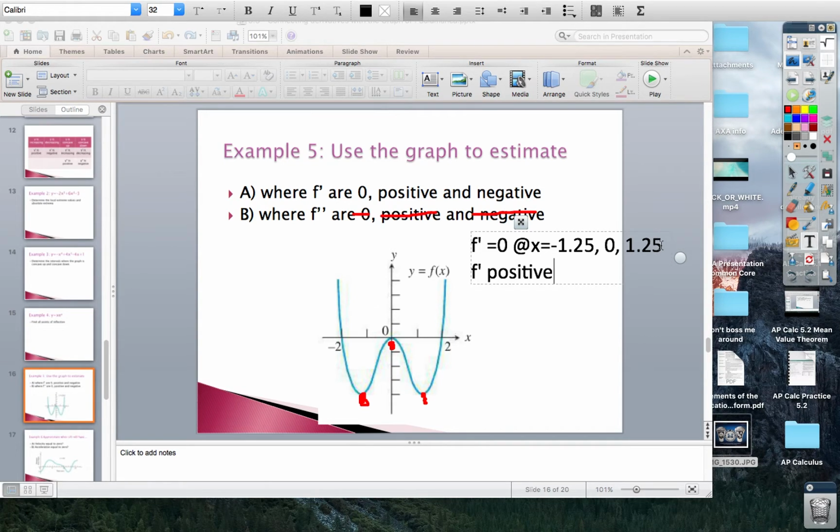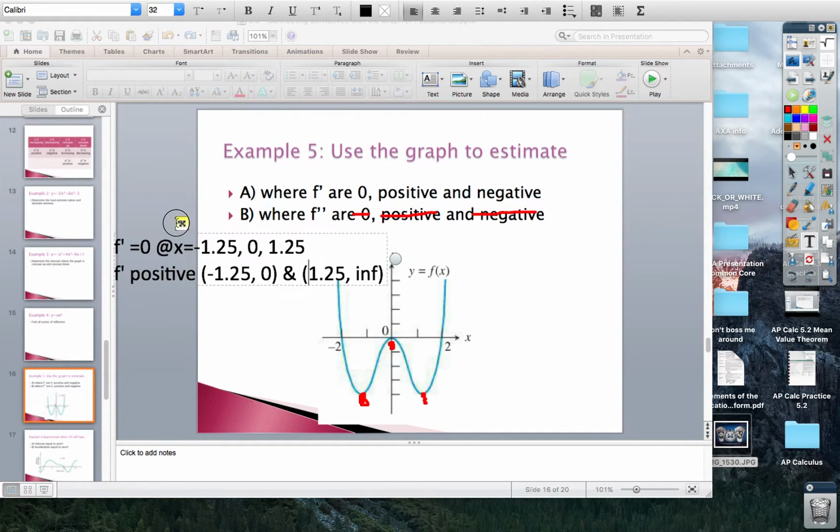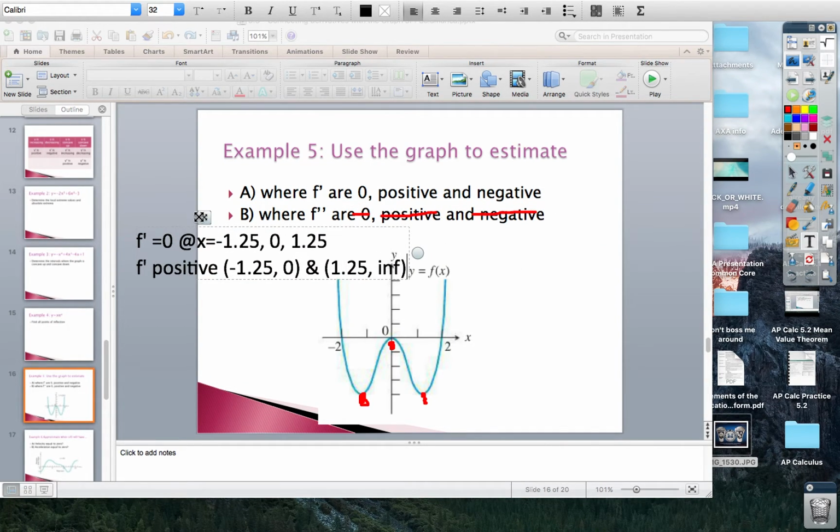F prime is positive. That means it's increasing from negative 1.25 to 0 and 1.25 to infinity. Because you'll notice at those intervals, your graph is increasing. F prime is negative when your graph is decreasing. So from negative infinity to negative 1.25 and 0 to 1.25.